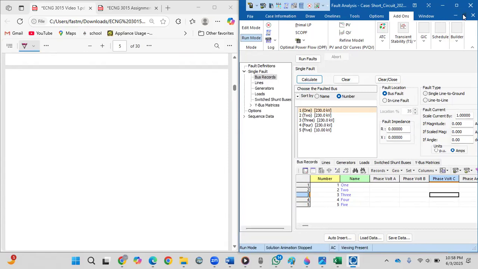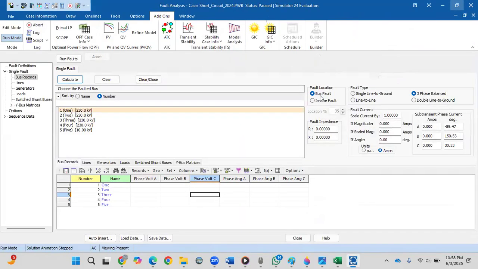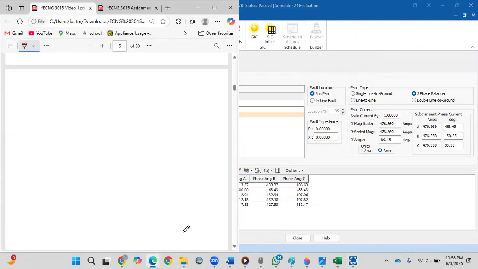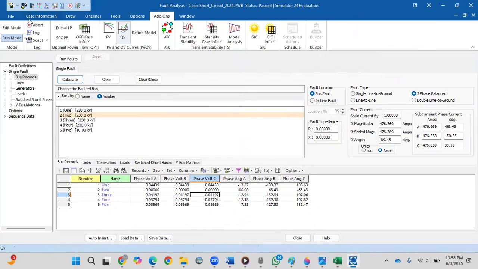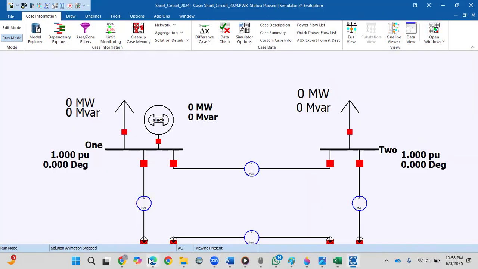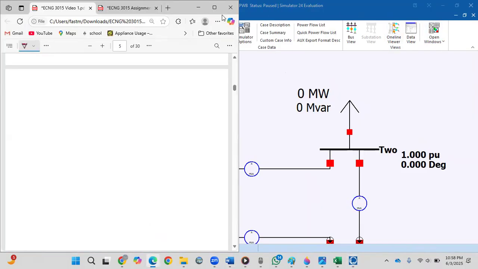Let's full screen it. Bus faults, three phase, and let's do that at bus 2. So we have this value. Let's keep this value in mind for future reference. Now let's go back to circuits, split the screen back, and do some maths.